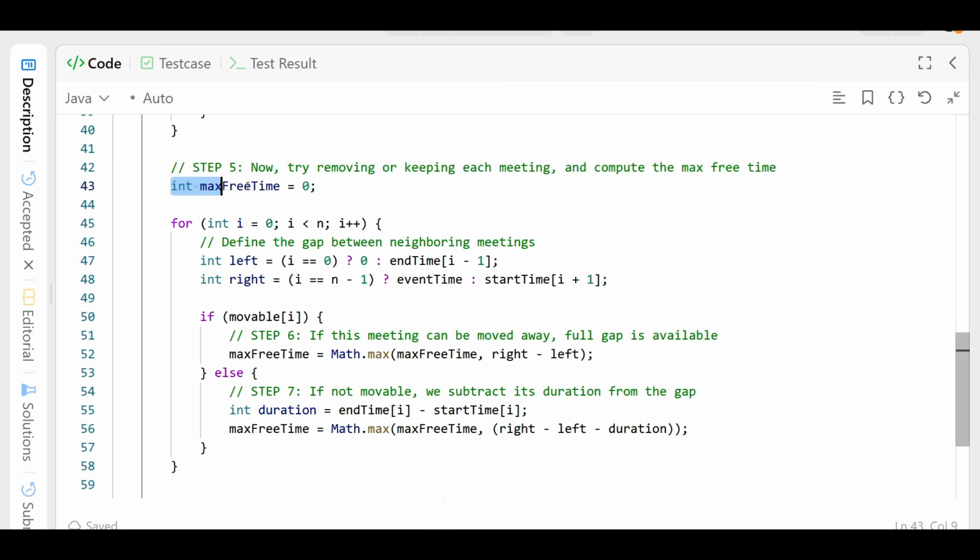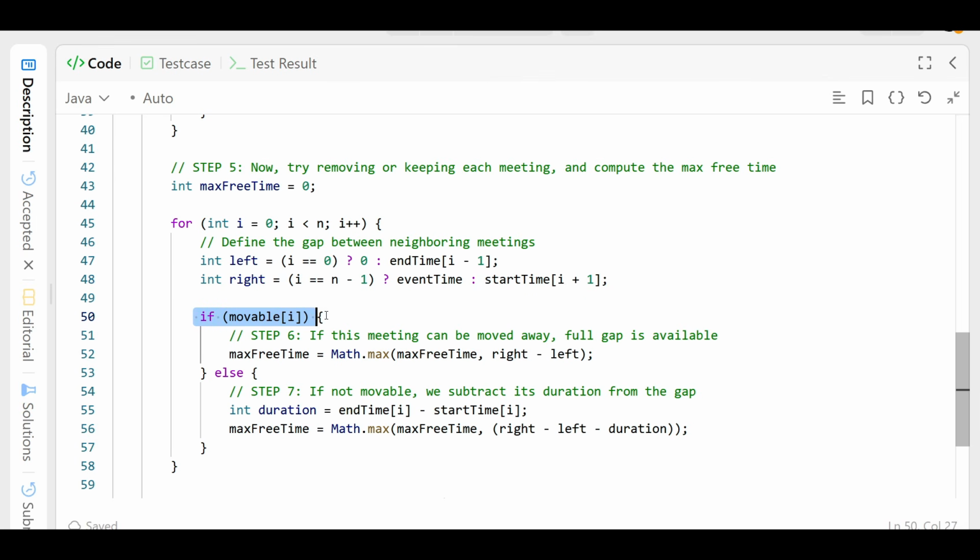Then we have max free time. Now we'll try moving, or keeping, each meeting and compute the max free time. We'll go with the for loop and find the left and right, since we have to find the gap between the neighboring meetings too. If i equals 0, the left is 0, otherwise we'll take the end time of i minus 1. Similarly for the right: if it is the last, we'll take the event time as our right, otherwise we'll take the start of i plus 1.